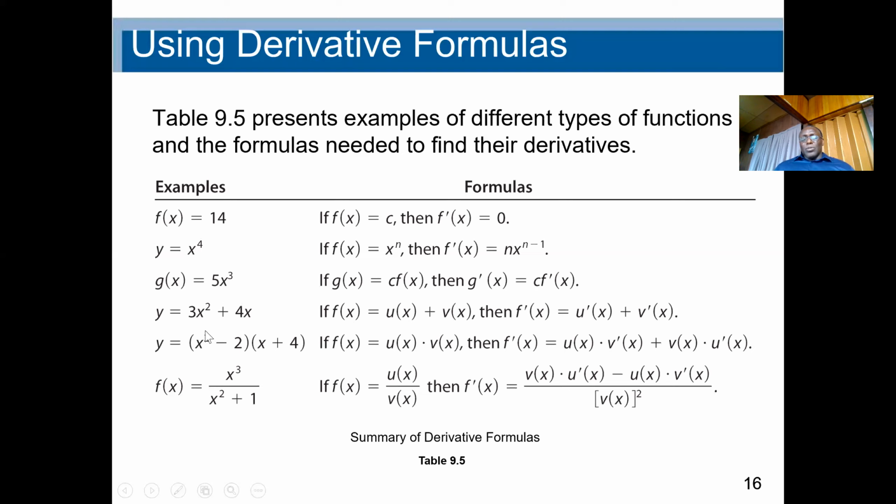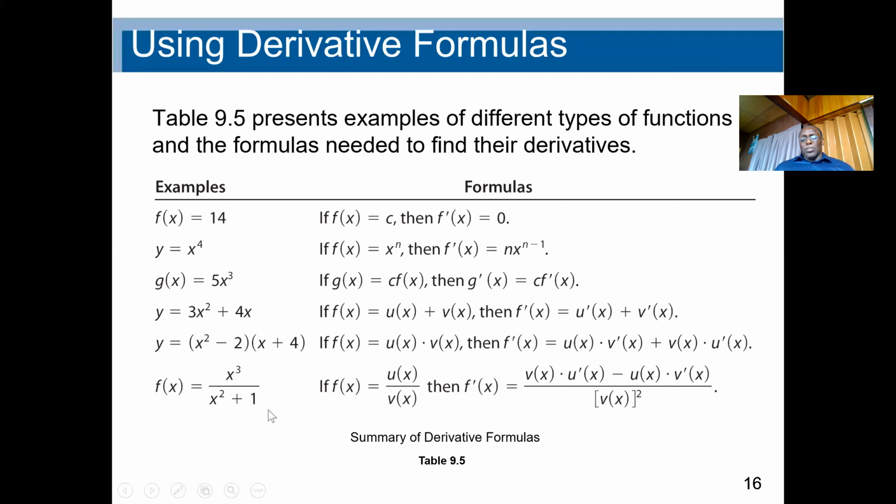This is our sum rule, 3x squared plus 4x. So the derivative will give us 6x plus 4. We have to find the derivative of each term. Now the product rule, we have to find the derivative of s squared minus 2, then we multiply it by s plus 4. Plus the derivative of s plus 4 we multiply by s squared minus 2. So that's why when you look at the rule here, we say u(x) times v derivative at x plus v(x) times u derivative at x.